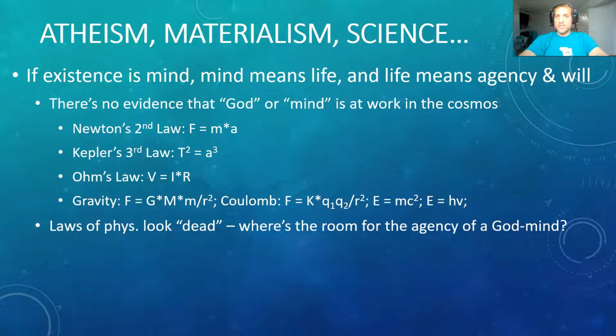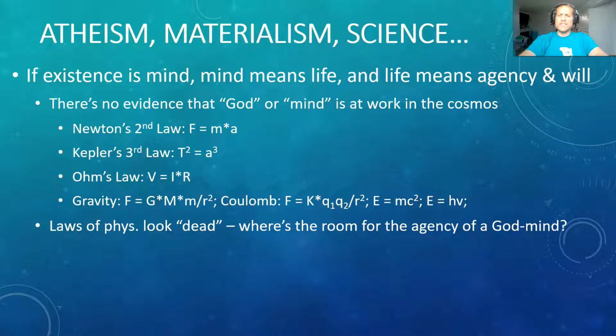in the cosmos. Because if you consider the laws of physics, for example, Newton's second law, F equals ma, which is a simple equation, Kepler's third law, T squared equals a cubed, the period of a planet's orbit squared is equal to its semi-major axis cubed. Ohm's law, voltage equals current times resistance. You have gravity, you have Coulomb's law, you have E equals mc squared, you have energy equals h nu for a photon. So the thing about these laws is that they all look dead.